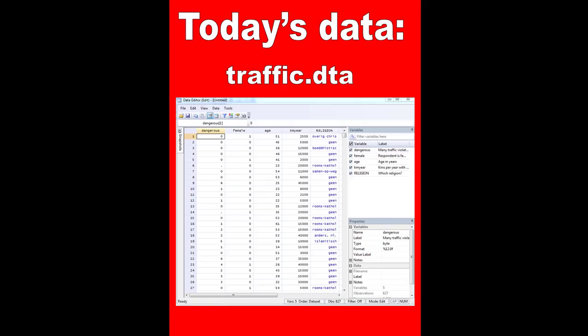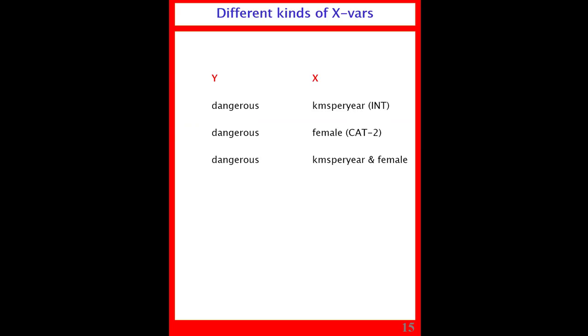Okay, let's do that on the traffic data that we have here. And I'm going to focus first on just 3 of the variables. First, that y variable we had already, it was dangerous.